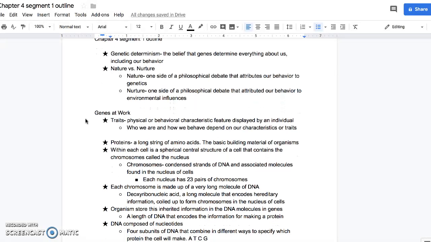One thing to understand is nature versus nurture. Nature is one side of a philosophical debate that attributes our behavior to genetics, and nurture is the other side of a philosophical debate that attributes our behavior to environmental influences.